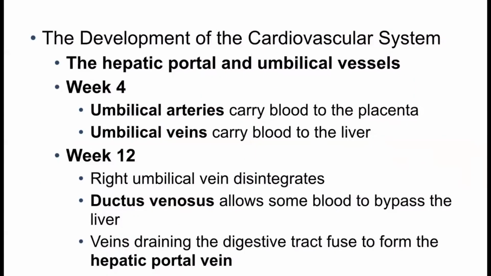Okay. Hepatic portal for your liver and umbilical vessels. In week 4, umbilical arteries carry blood to the placenta. So now the baby's starting to get its nourishment from the placenta, from the mother. Umbilical veins carry blood to the liver. So the arteries from the heart go out, and the veins carry blood back to the baby's liver and start to infill, and it can provide nourishment that way to the fetus.